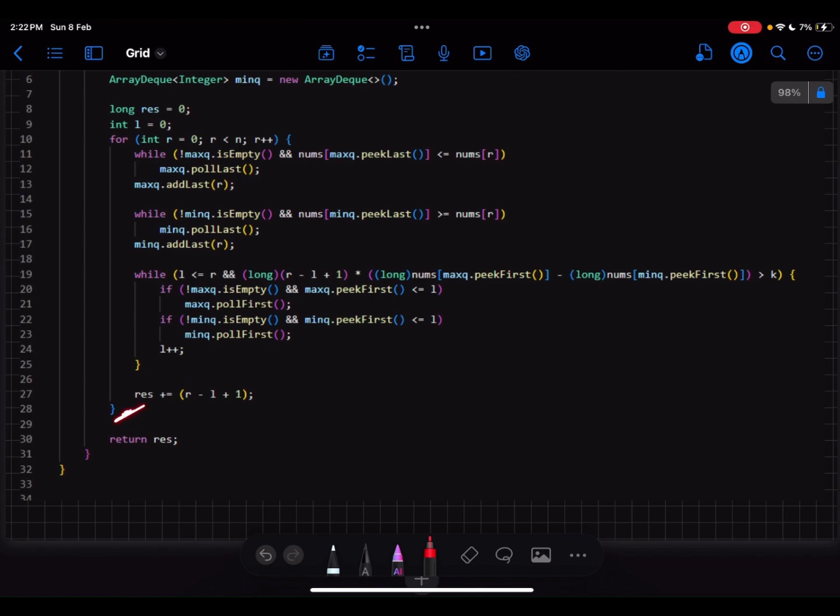And then the for loop returns back to increment the R. And once the for loop finishes, we return back the result.